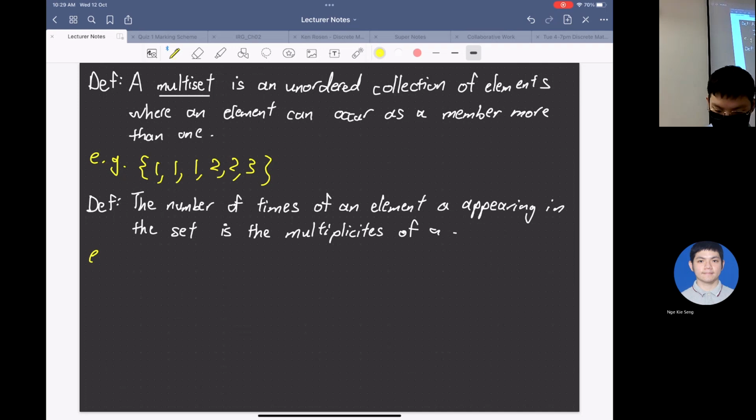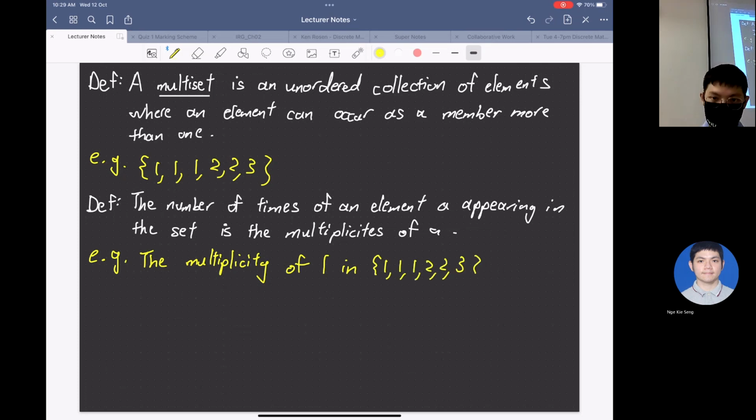So for example, in this previous set here, what's the multiplicity of 1 in this set? What's the multiplicity? 3? Yeah, it's 3. Yes, correct. How about the multiplicity of 2 in the set? 2. Yeah. How about the multiplicity of 3? 1. 3, 2, 1, 1, 2, 3. Very good. Next.